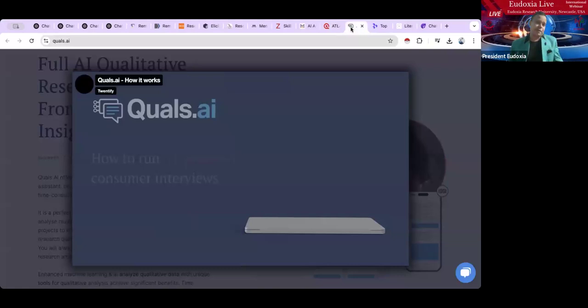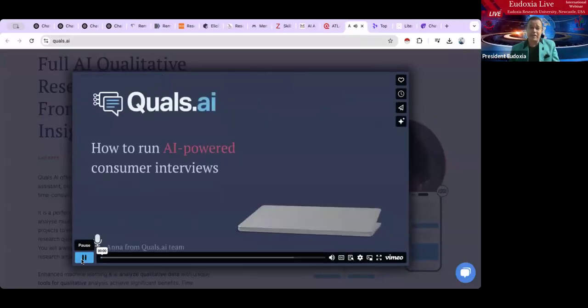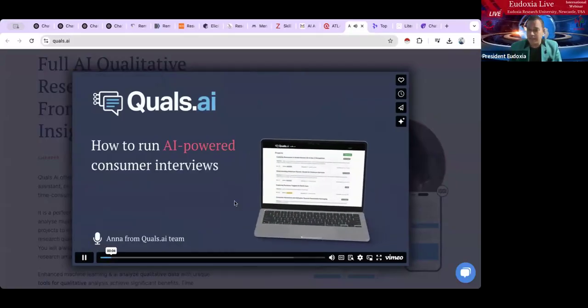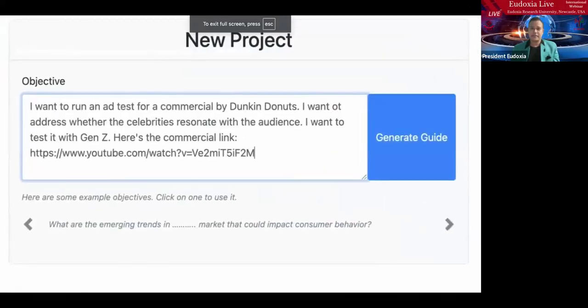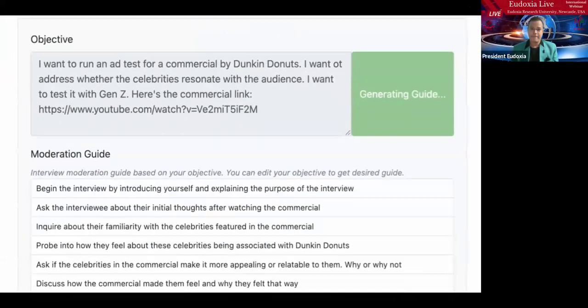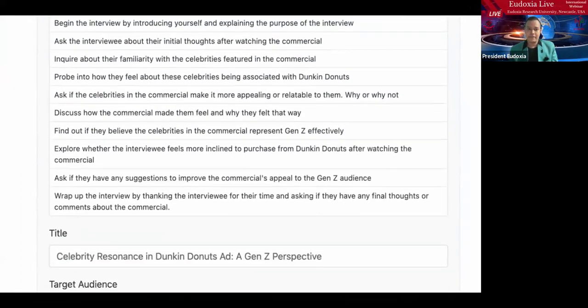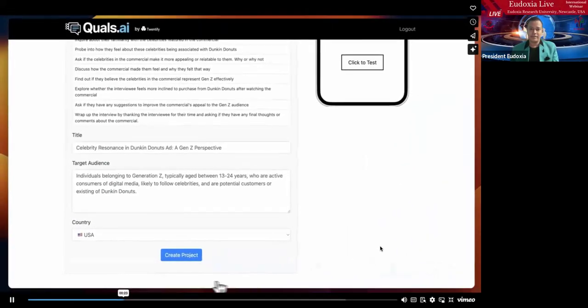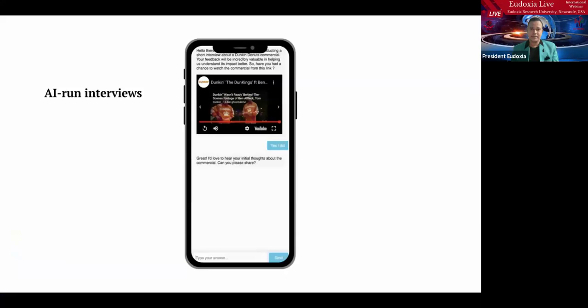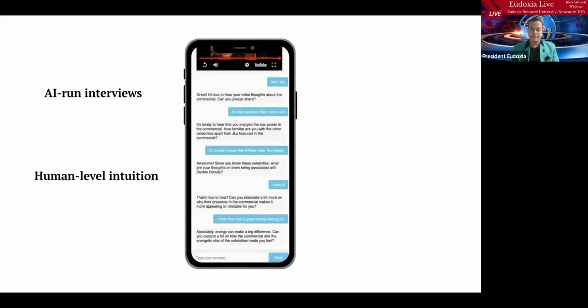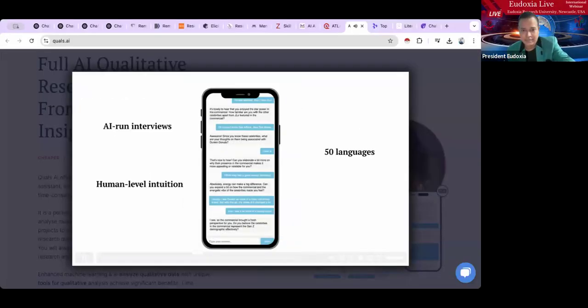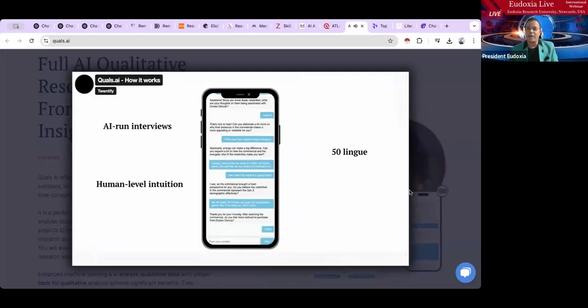Then another is Pulse AI. Pulse AI is also very important, and it is now trending. Hi, this is Anna from Qual's AI, and I will talk about how we can use Qual's to run in-depth consumer interviews. Let's start by creating a new project. We simply type our objective in a couple of sentences, and the system automatically generates an editable interview guide, title, and target audience for us. AI immediately starts interviewing multiple people in your target audience at the same time. It tries to understand the deeper meaning beneath the surface by probing with deeper questions when the answer is not sufficient. And you can run interviews in 50 different languages. All right, so here the research is under automation, we can say like that.